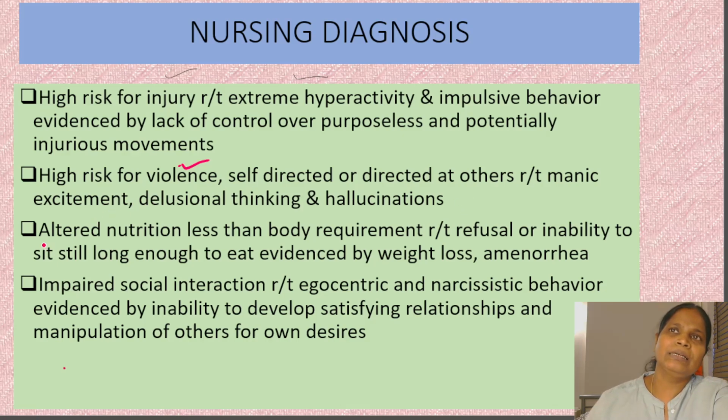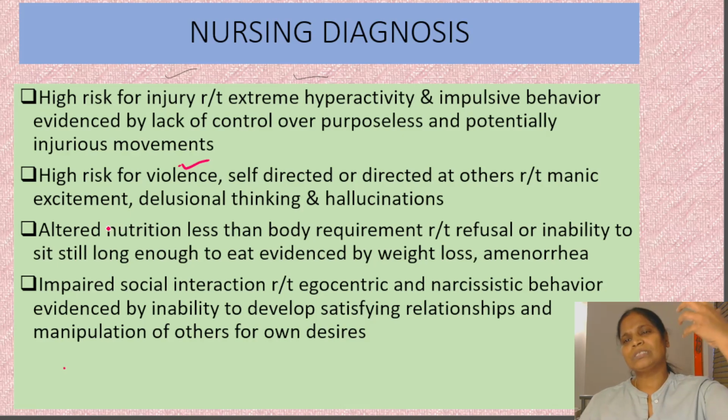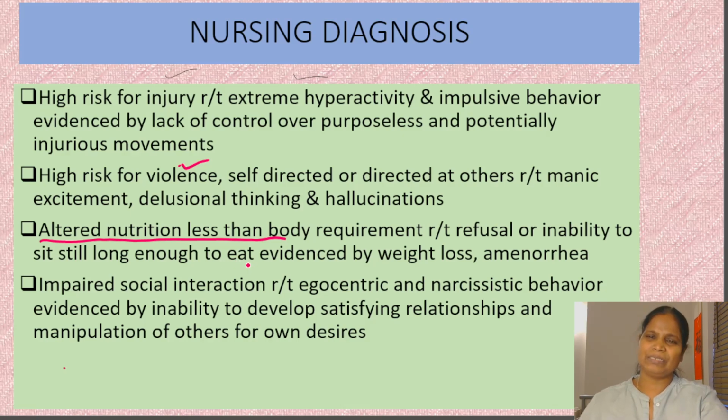Next one, because of their restlessness and anxiety, they cannot sit and take time to eat. So as a result, altered nutrition, less than body requirement, related to refusal or inability to sit for some time and eat, as evidenced by weight loss and amenorrhea.